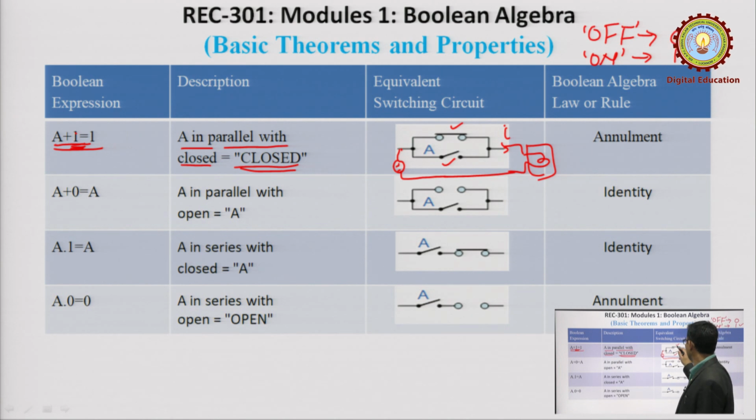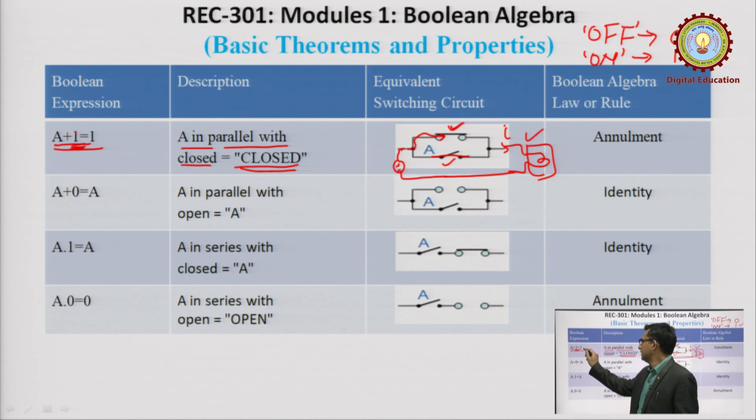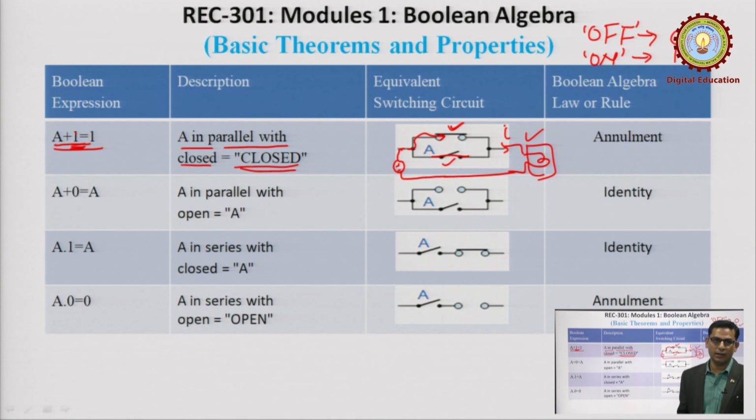So, in A plus 1, the 1 will always remain closed. So, the current will always flow. It will not be affected by switch A, whether it is on or off, because the current will flow from here. If this is on, it will flow from here as well. So, in both cases, whether switch A is on or off, the connected appliance will remain on. That is why we say A plus 1 is equal to 1, or on. The switch will remain on, the appliance will remain on, and the on state we have considered as the high state.